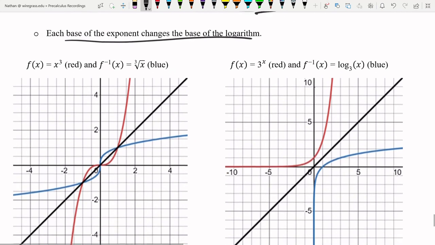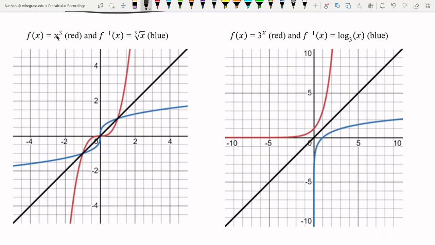I just wanted to show you what the graphs look like. Here we have x cubed and the cube root of x, that flips like this. You get the x cubed graph, and then of course it reflects across like this. And this is 3 to the power of x. And this is log base 3 of x. I just want to make sure you understand the difference between x to the power of 3 and 3 to the power of x. They're different functions with different inverses.